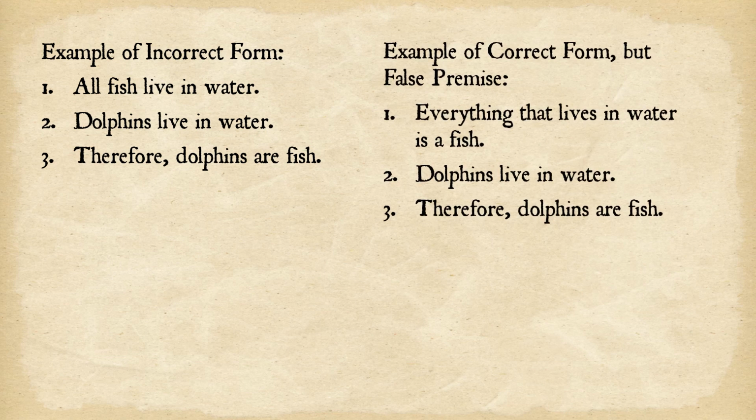Here's an example of a similar argument with correct form, but a false premise. Everything that lives in water is a fish. Dolphins live in water. Therefore, dolphins are fish. Now, this argument is 100% correct. It's saying that everything that lives in water is a fish. That's the general statement. And then it's picking a specific. Dolphins live in water. Therefore, dolphins are fish. So that's a correct argument. The problem is, obviously, the first premise is wrong. Not everything that lives in water is a fish. This is a correct argument, but it's a false argument because the premise is false.